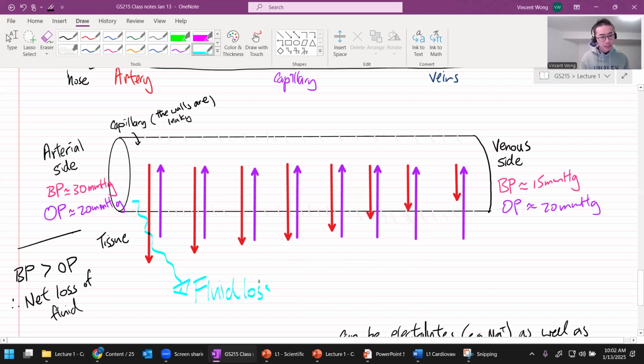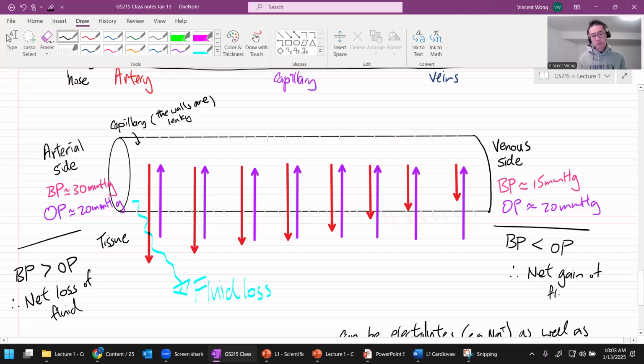Again, I have to stress we are not losing blood. It's just the fluid portion, right? The water portion, if you would, that's leaking out. Over here on the venous side, you can see blood pressure is less than OP. Therefore, net gain of fluid, from the perspective of the capillary, of course. So you're going to be able to bring some back in like that. Okay, fluid gain.